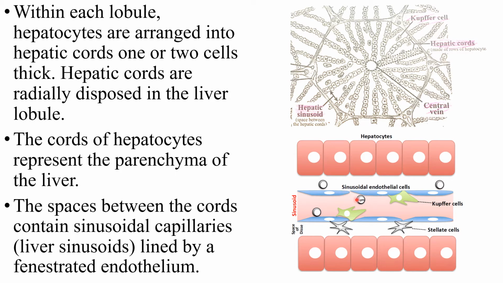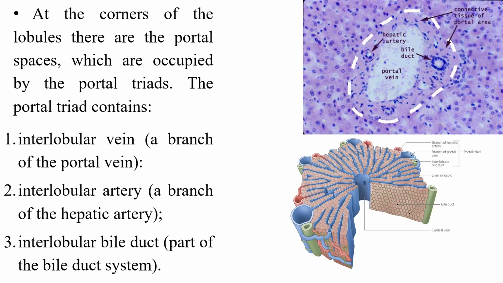So that means the endothelial cells possess many small pores in it, hence the name fenestrated endothelium. At the corners of the lobules, there are portal spaces which are occupied by portal triads. And the portal triads contain three important canals. See, these are the corners of the liver lobule.